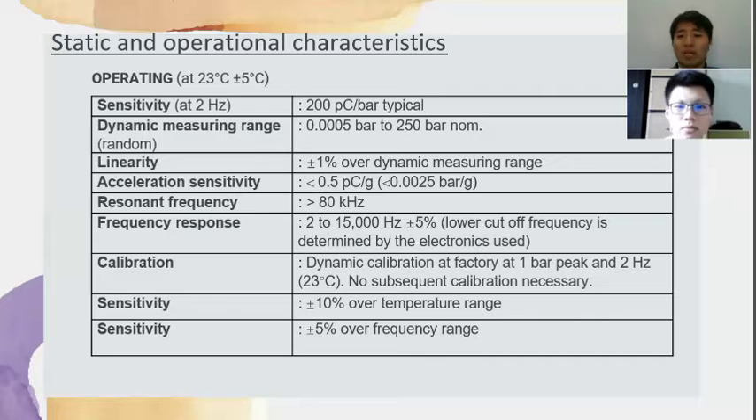The table shows the static and operation characteristics for the piezoelectric pressure transducer when operating at 23 ± 5 degrees Celsius. From the table, the sensitivity of the sensor at 2 Hz is about 200 dB per bar. Typical dynamic measuring range is from 0.005 bar to 250 bar. Linearity of the sensor is plus minus 1% over the dynamic measuring range. Acceleration sensitivity is less than 0.5 pC per g or less than or equal to 0.0025 bar per g.